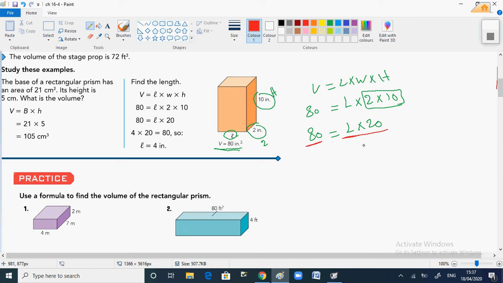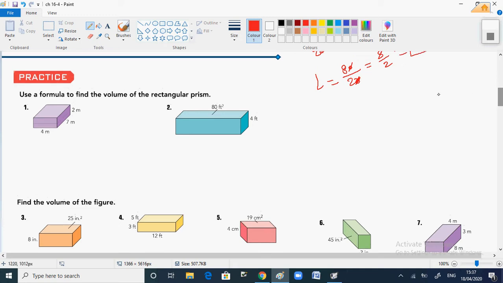Or I can use another way. Divide by 20, divide by 20 to cancel. 20 divided by 20 is 1, and 1 times L is L. So the length is 80 divided by 20. I will cross out 0 by 0 to simplify, and I get 8 over 2. So 8 divided by 2 is 4. Here I found the length. The length is 4 inches. I will use the same unit. Is that clear?